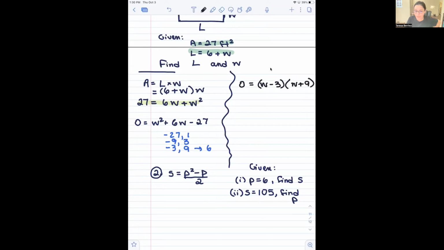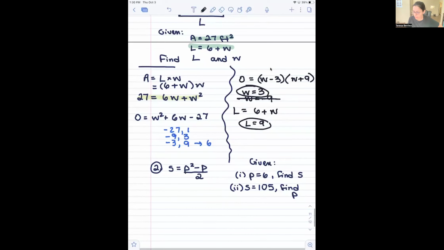From here, values that make that true are W equal to 3 units and W equal to negative 9. But this W equal to negative 9 physically doesn't represent anything for this problem, because we're looking for width and length. So W equal to 3 feet will be the answer for the width, and then the length, right? We know that the length is 6 plus W, which gives us that the length is 9 feet.